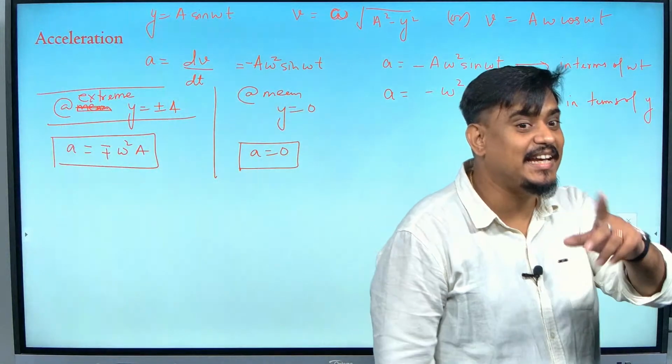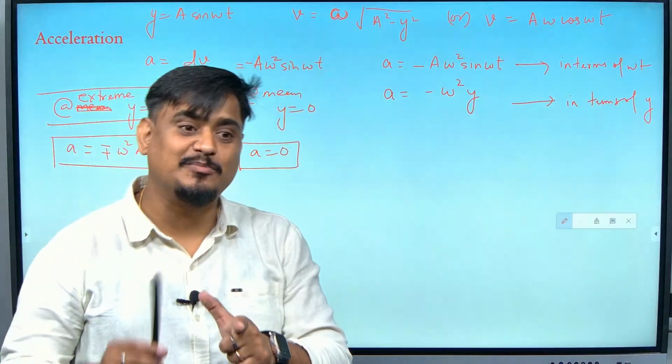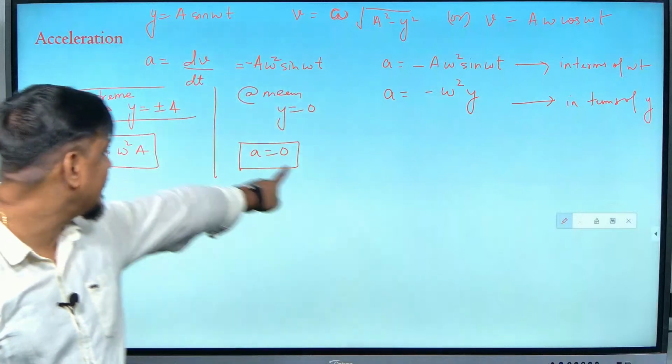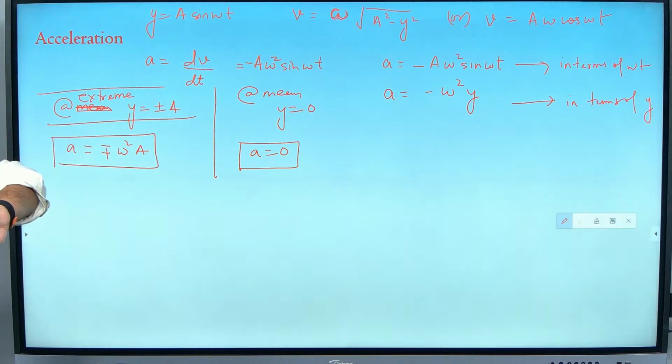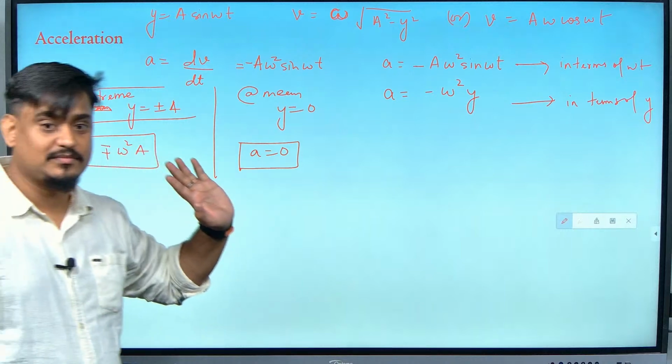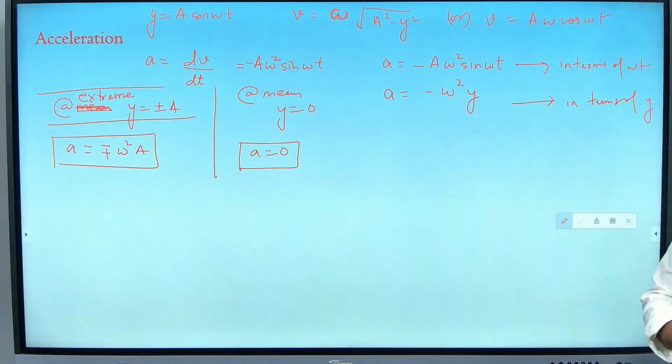It is exactly opposite to velocity. Velocity was maximum at the mean. Acceleration is 0 at the mean. Velocity was 0 at the extreme. Acceleration is maximum at the extreme. I hope you are understanding what is happening. Is it clear to you?